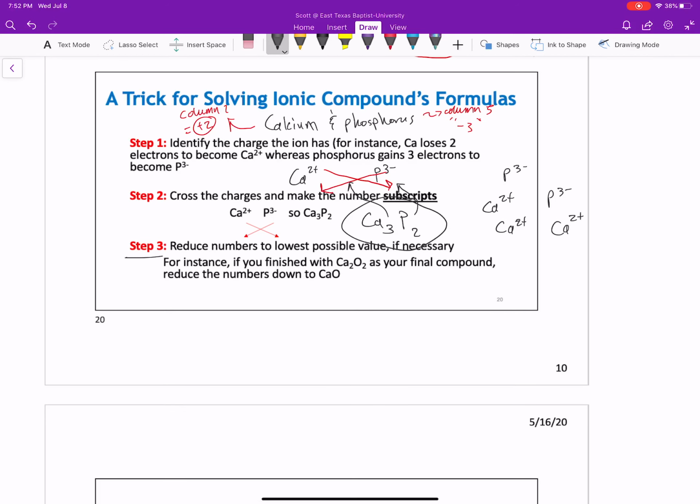You see that right here, because if you were to do calcium oxide, calcium forms a 2+ charge, oxygen forms a 2- charge. Now, if you were to do that trick and bring the 2 there and the 2 there, you would get Ca2O2. But you can divide both of those by 2 to get CaO. And obviously that makes sense because Ca2+ can already be balanced with O2- to give a neutral compound.